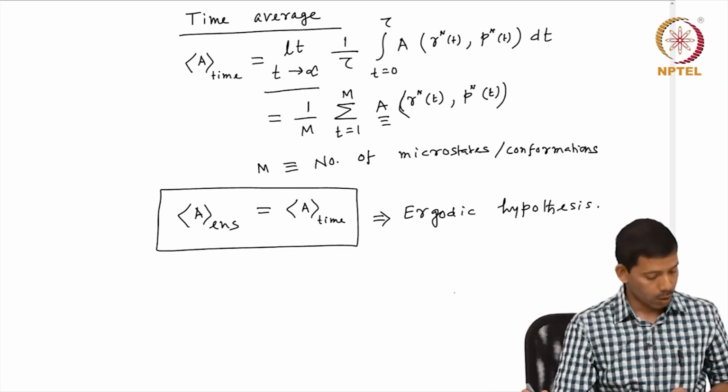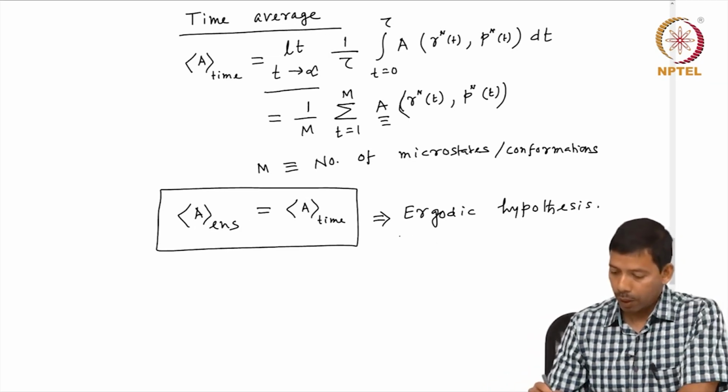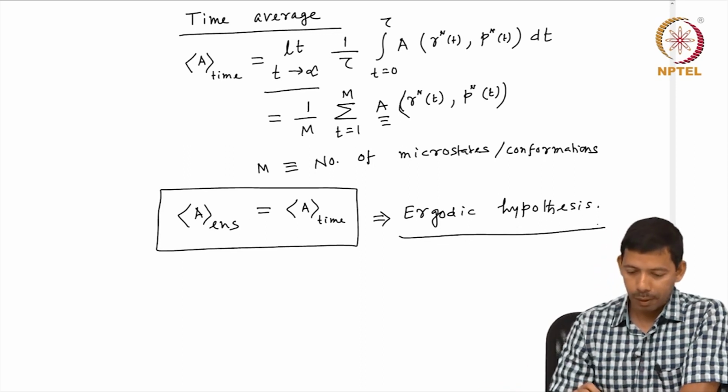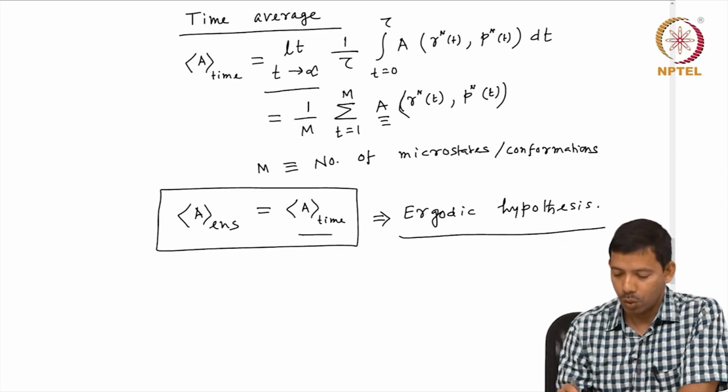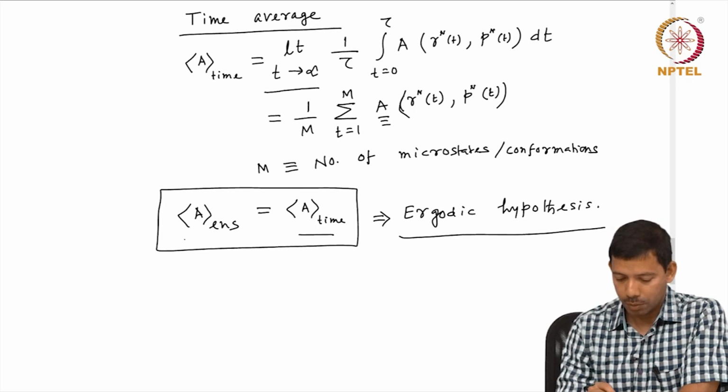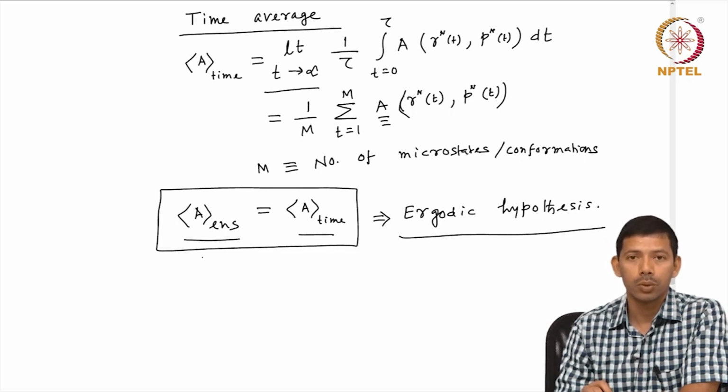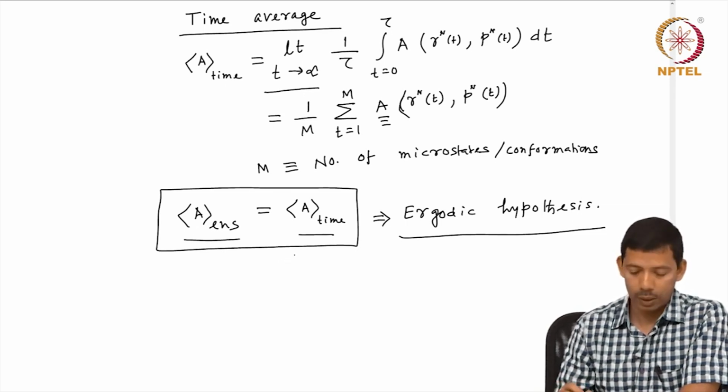This is called the ergodic hypothesis, where ergodic, the scientist said, explore your system for a long enough time, and then your time average should be almost equal to the ensemble average, because the ensemble average is the ultimate target where we should explore all possible microstates, and then if we take the average over all the microstates, we get the exact average value of the thermodynamic quantity A.